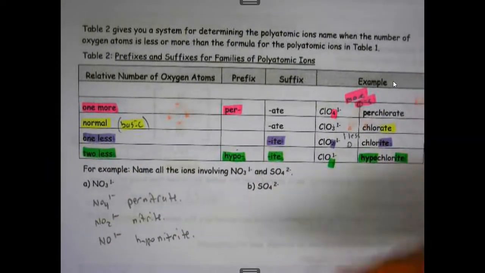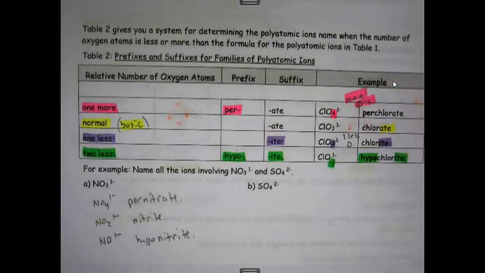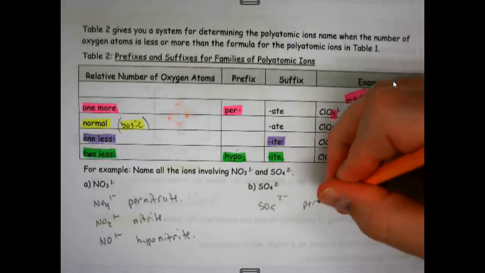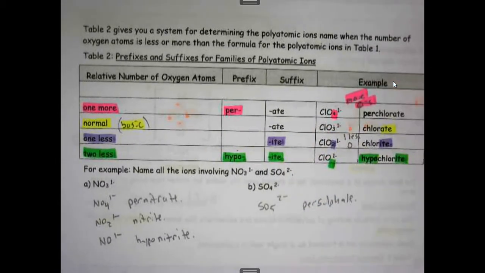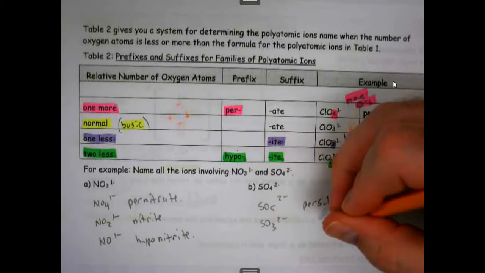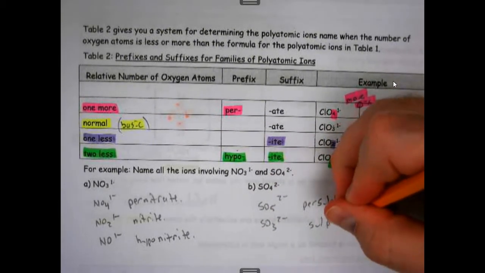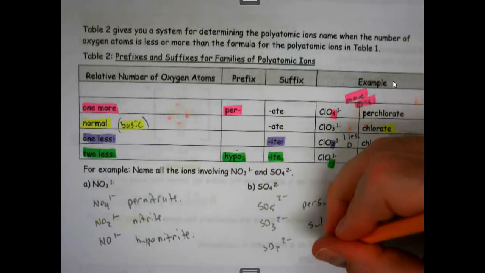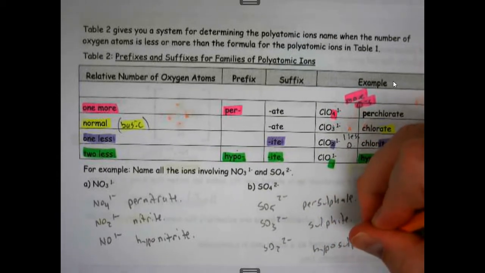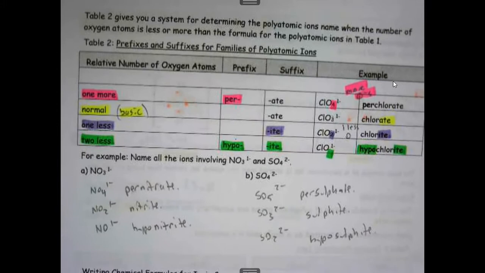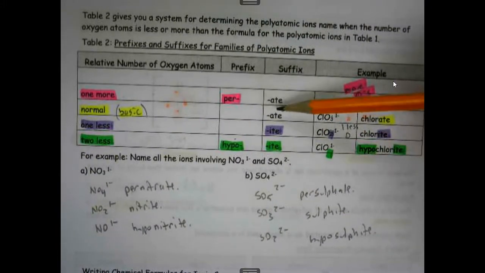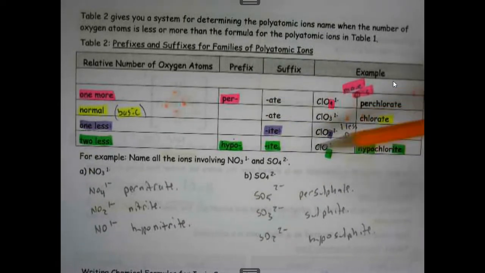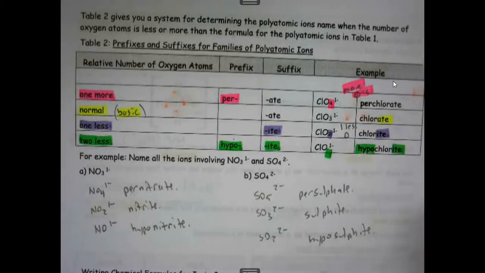So pretty easy once you get used to that process of knowing what the base is. Do I have more, do I have less, how many less, and so on. Same thing here. This is sulfate. So if I have SO5 2 minus, this would be persulfate. If I have SO3 2 minus, that's going to be sulfite. And then if I have two less, so SO2, then I have hyposulfite. Pretty straightforward in that sense. And you'll get more familiar with this as you get more familiar with the basic "ate" versions of these, and then just knowing the system of going above or below the normal amount of oxygens.